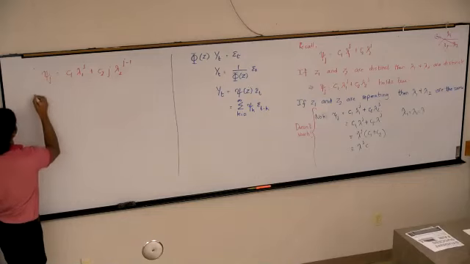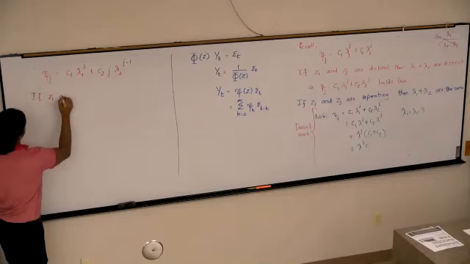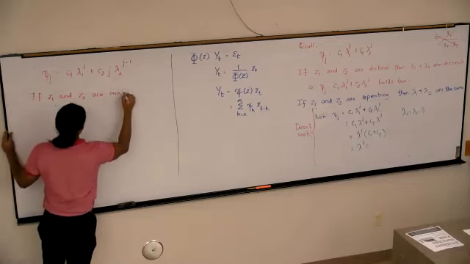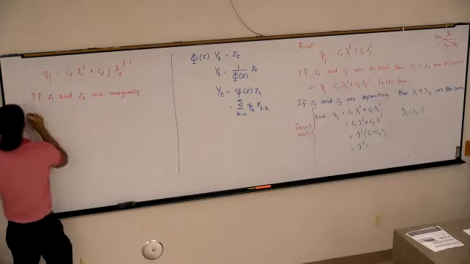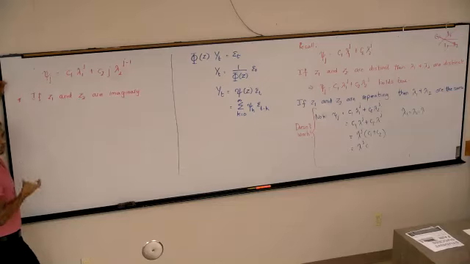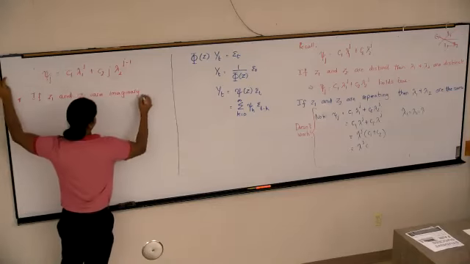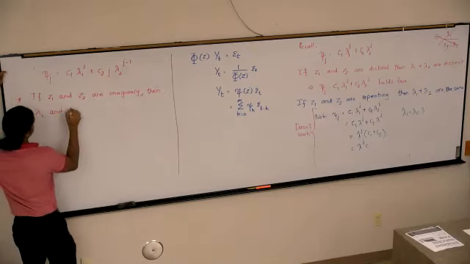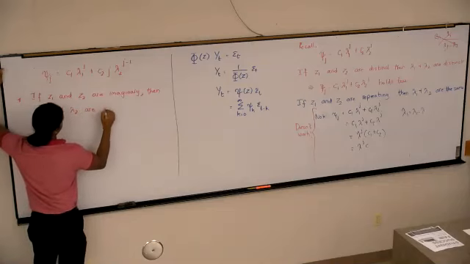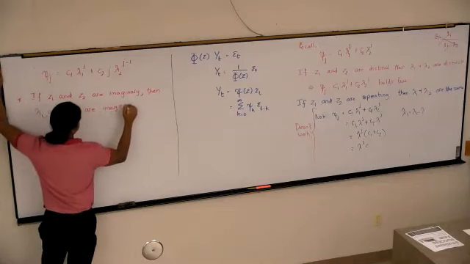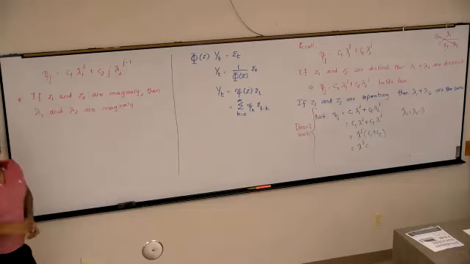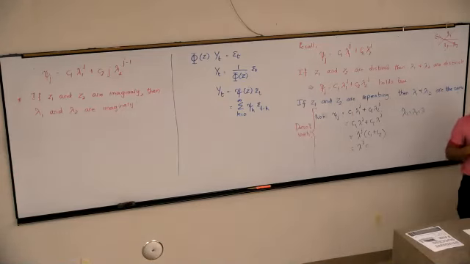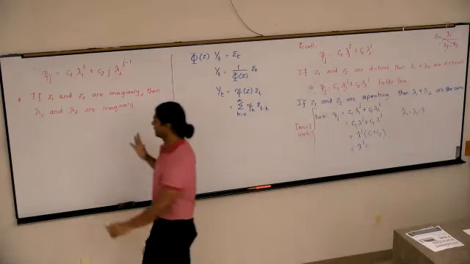Case number 3. If Z1 and Z2 are imaginary, then lambda 1 and lambda 2 are also imaginary. Do you agree? 1 over an imaginary number is still an imaginary number. So both of them are imaginary.